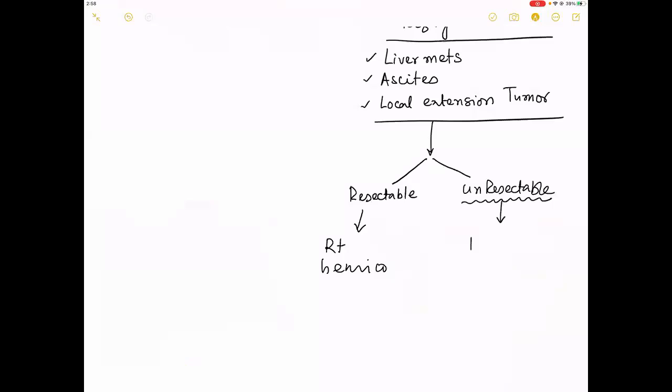If it is unresectable, we go for ileo-transverse bypass. Resectable is right hemicolectomy, unresectable is ileo-transverse bypass. Have you completed writing? Yes, sir.